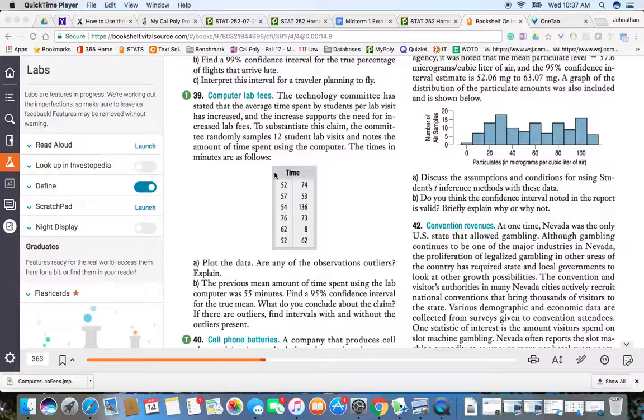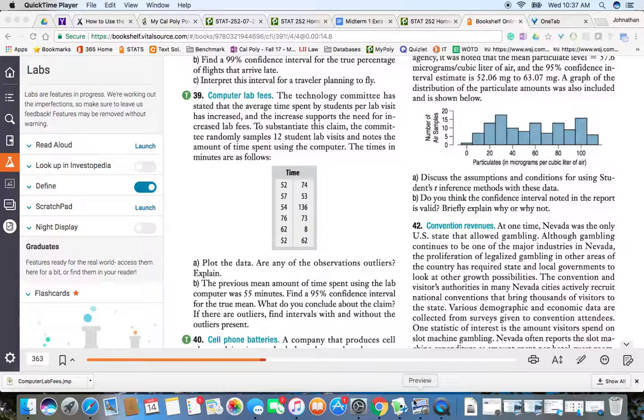The technology committee has stated that the average time spent by students per lab visit has increased, and the increase supports the need for increased lab fees. To substantiate this claim, the committee randomly samples 12 student lab visits and notes the amount of time using the computer. The times in minutes are as follows, and then there's a little data table, which we'll see in the JMP as well. And you can probably see right here on the screen, and then plot the data. Are any of the outliers?